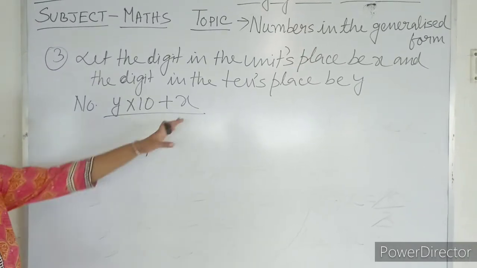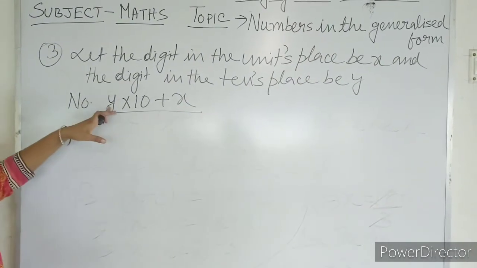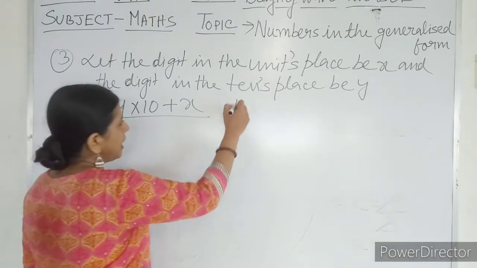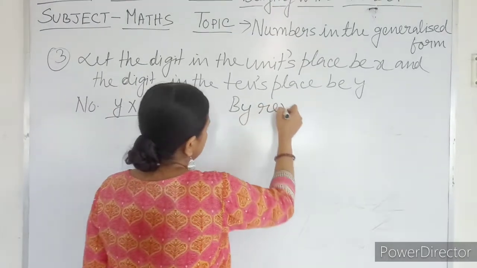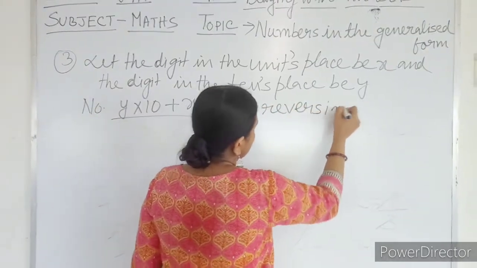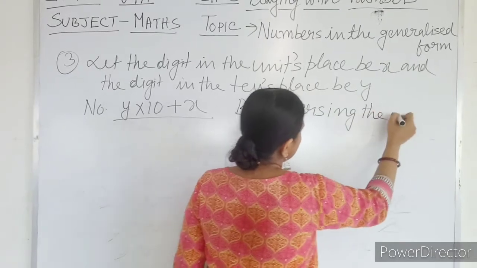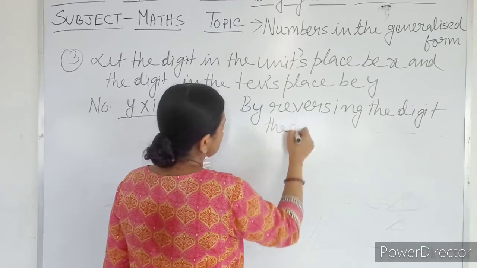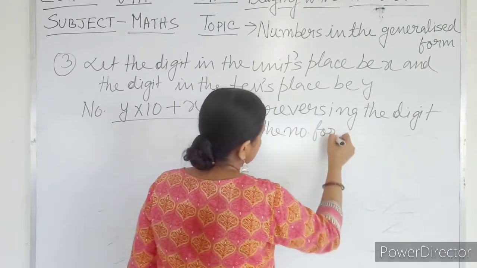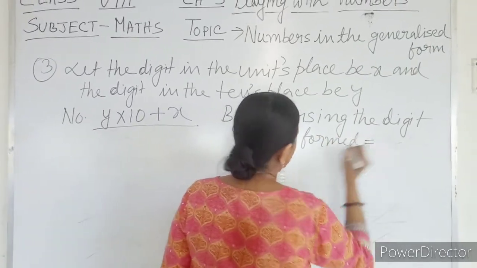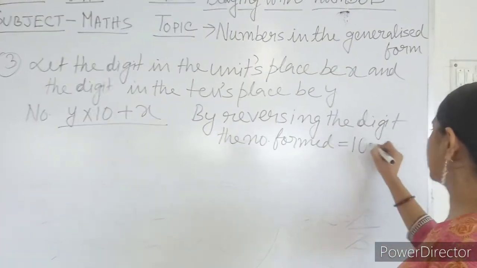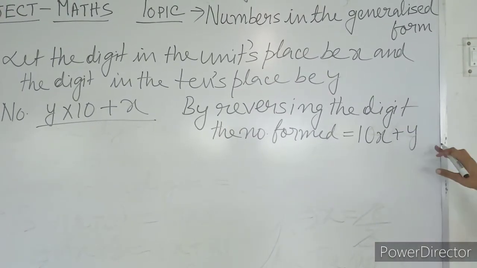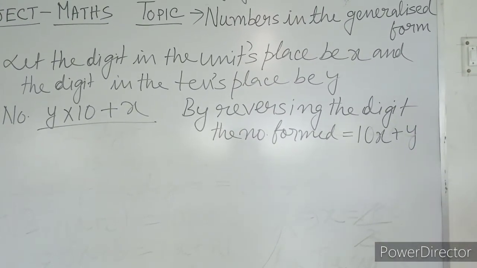Reversing the digits means the units place digit will come to the tens place and the tens place digit will go to the units place. So by reversing the digits, the number formed will be 10x plus y. I am interchanging the digits. This is the number formed by reversing the digits.